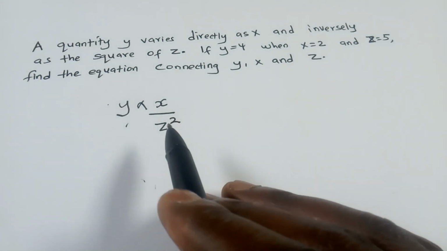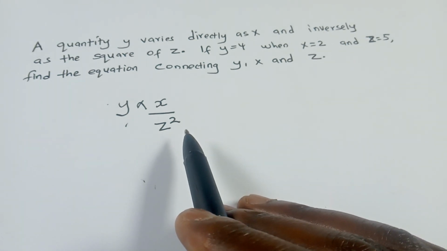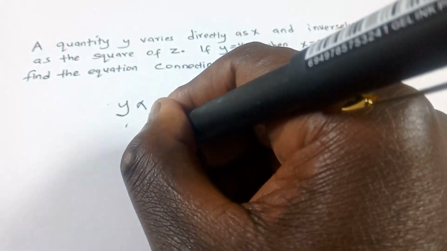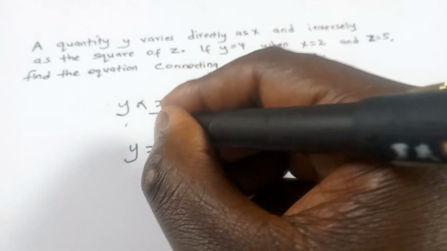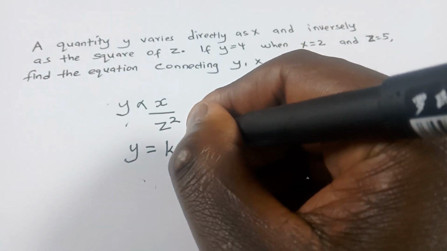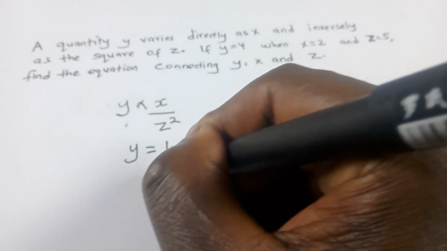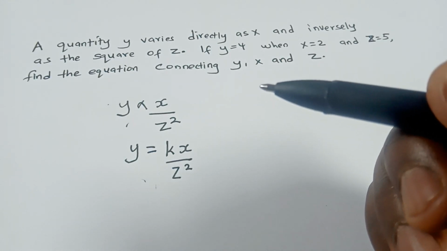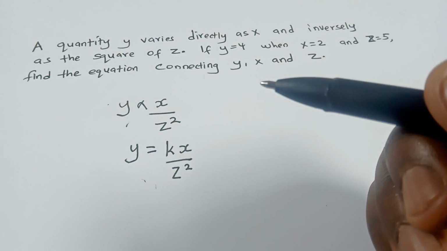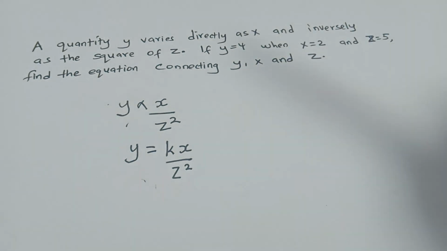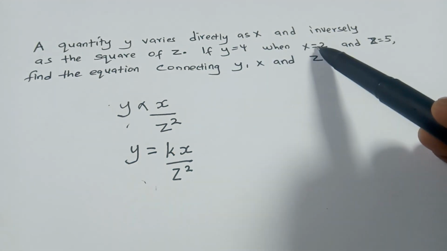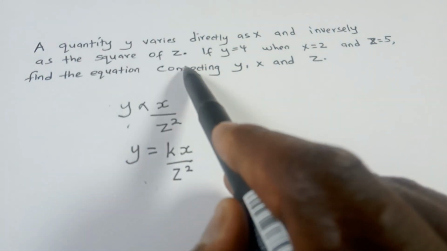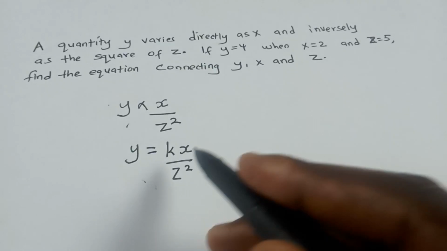So when we have such a question, we introduce our constant of proportionality, and when we introduce our constant of proportionality, our equation becomes y, the sign changes to equals, then we introduce a constant k, x over z squared. So that is our equation when we introduce what we call the constant of proportionality. So we can now substitute the values of y, x, and z as stated in the question. If y is 4, when x is equal to 2 and z is equal to 5, find the equation connecting y, x, and z. So we are going to substitute our values.